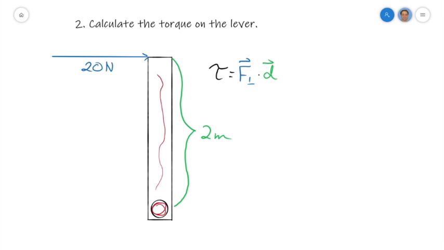So let's start pulling these things out. We have our 20 newtons, which is definitely going to be our force because it's in newtons. And because it is perpendicular to the lever, we can just use this simple equation. The force is equal to 20 newtons. The position vector is equal to 2 meters.